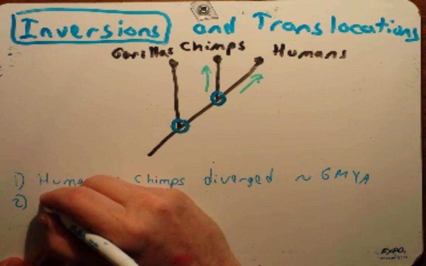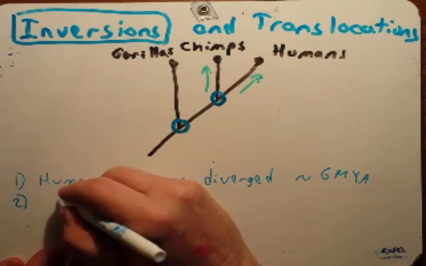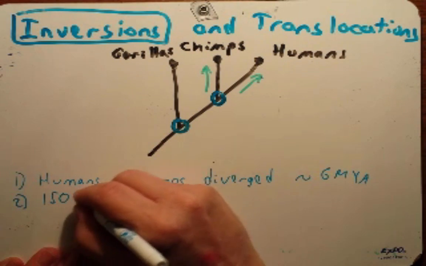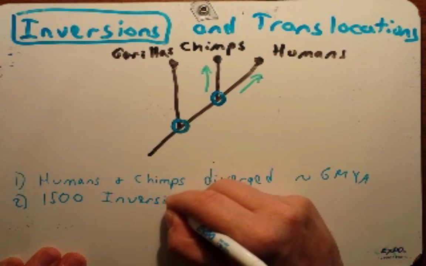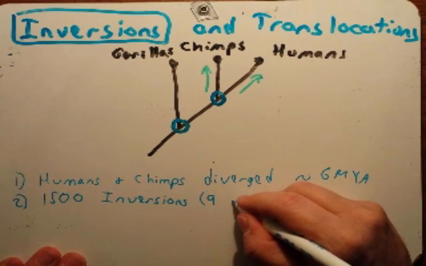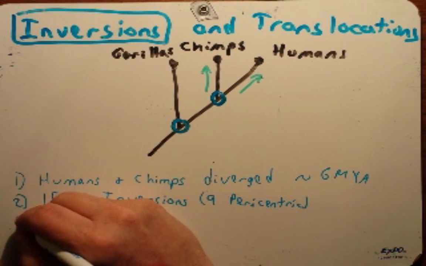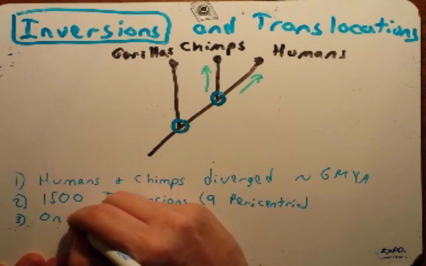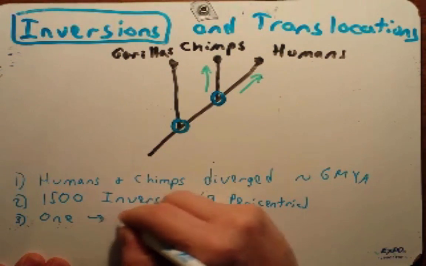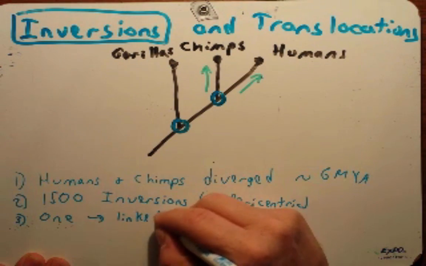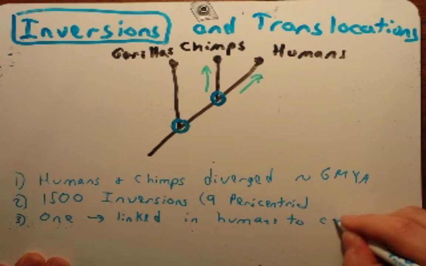And we know, by looking at the genomes between modern chimpanzees and modern humans, there have been approximately 1,500 inversions, of which 9 have been pericentric. We'll go over that term in just a moment. Just to give an example, there's one of these inversions that occurred, and because of that, it's linked in humans to colorectal cancer.